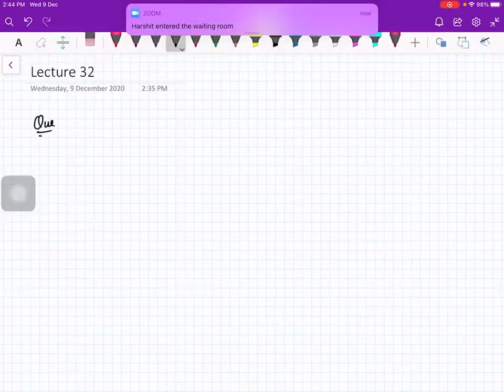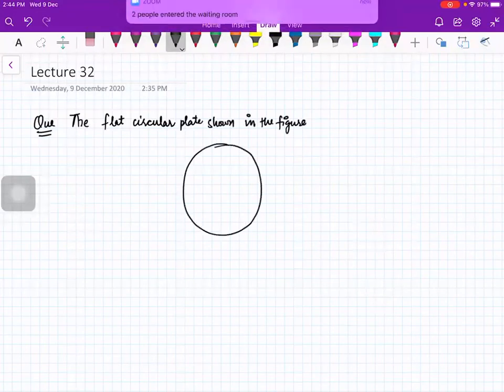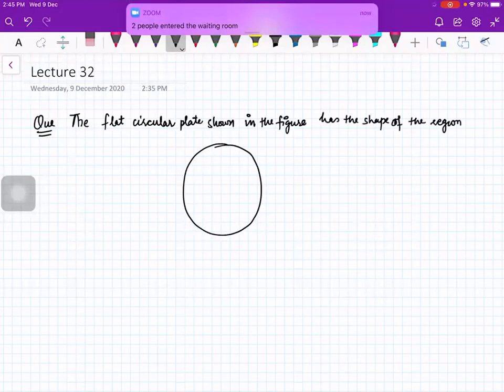This is a problem where it is given that the flat circular plate shown in the figure has the shape of the region x square plus y square less than or equal to 1, including the boundary.